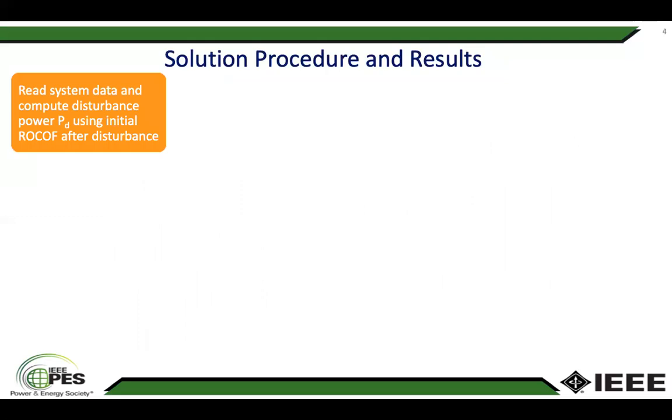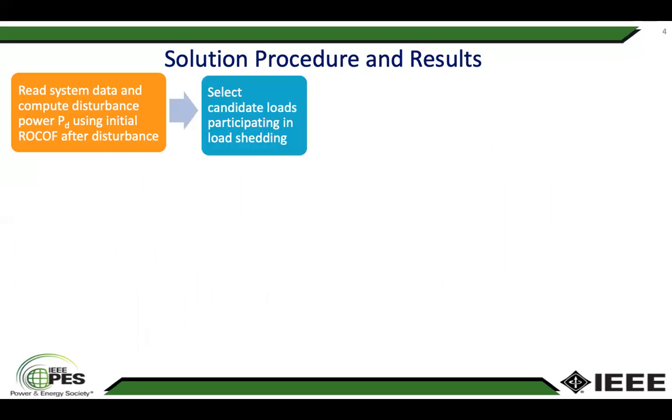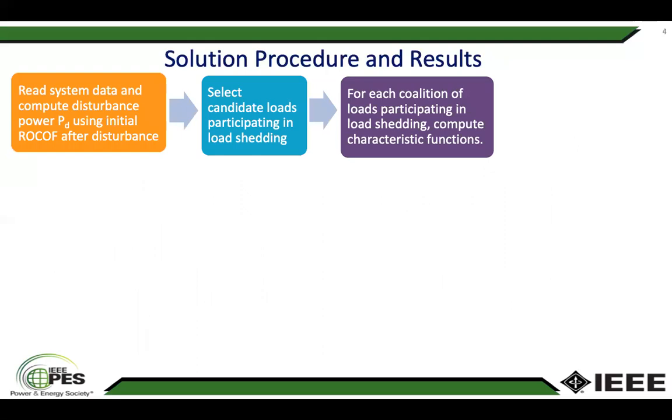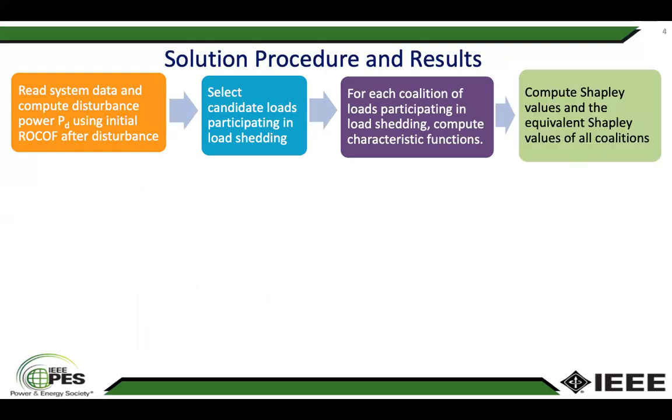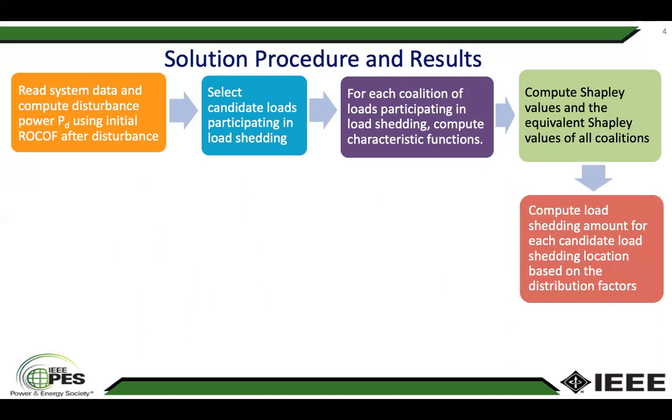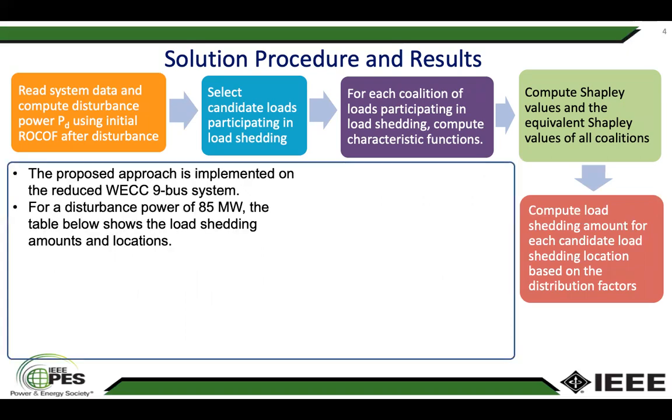The solution procedure starts by reading system data and computing disturbance power P_D using the initial ROCOF after disturbance. And then candidate locations participating in load shedding are selected. For each coalition, characteristic functions are computed. And then Shapley values and equivalent Shapley values for all coalitions are computed. Finally, the load shedding amount for each candidate load shedding location is computed based on distribution factors.